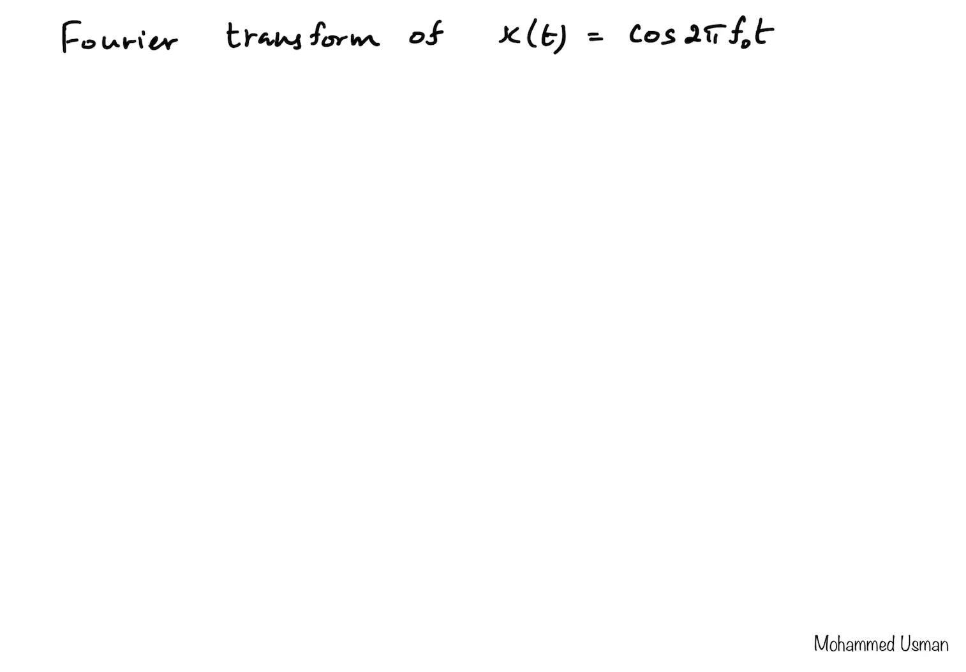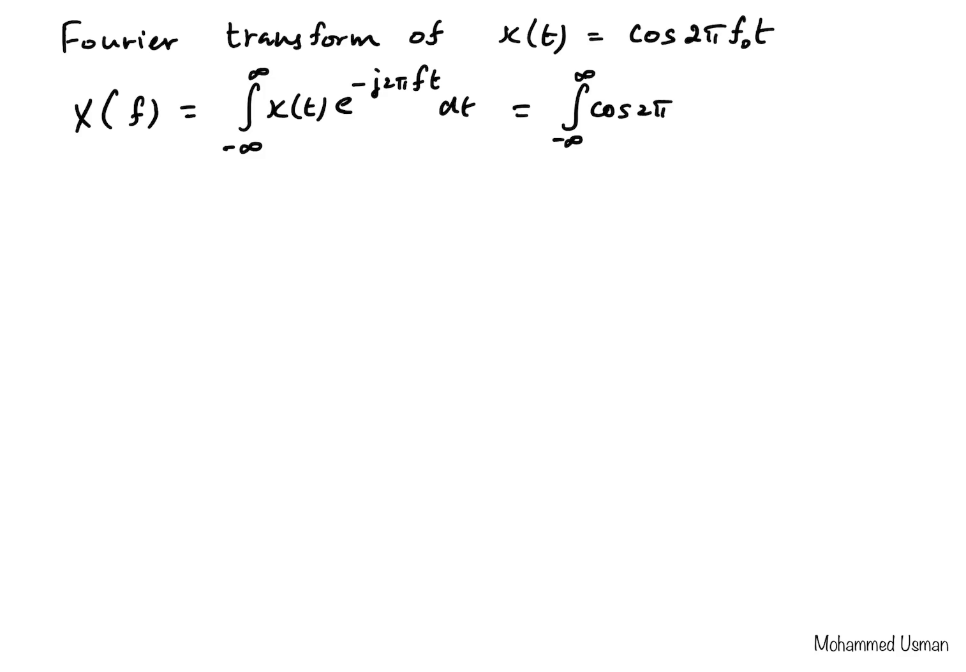So we take x of t as simply cosine 2 pi f naught t, and we will compute its Fourier transform. Again, the general definition of the Fourier transform is X of f equals the integral from minus infinity to infinity of x of t e power minus j 2 pi f t dt. Here x of t is our cosine 2 pi f naught t, so that's the integral from minus infinity to infinity of cosine 2 pi f naught t into e power minus j 2 pi f t dt.